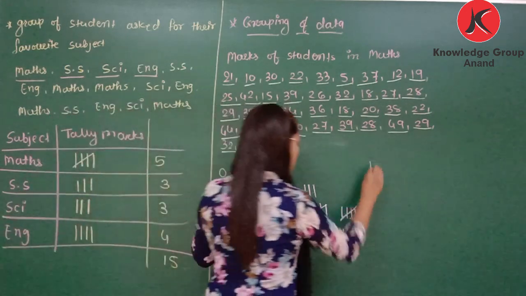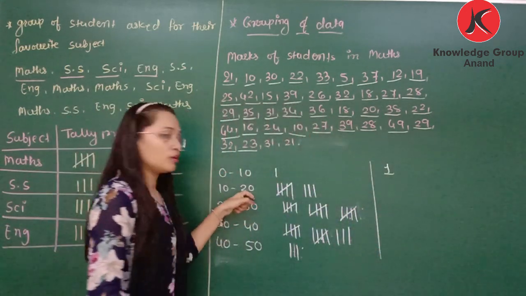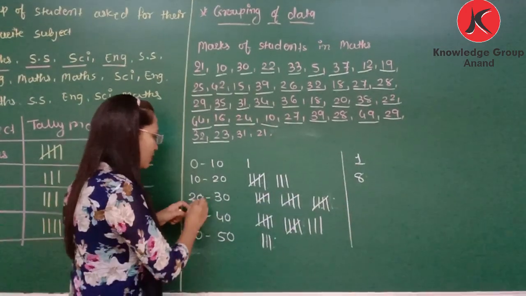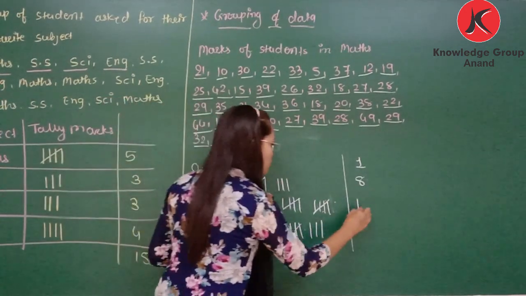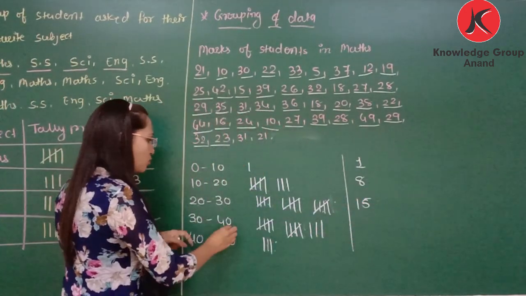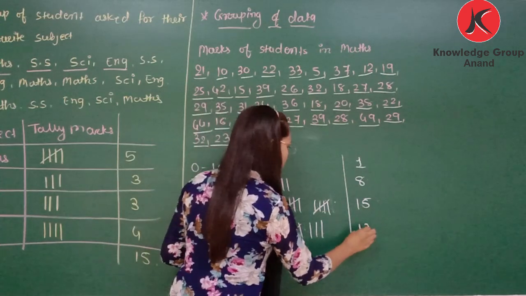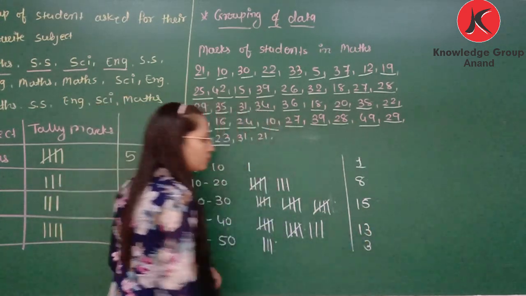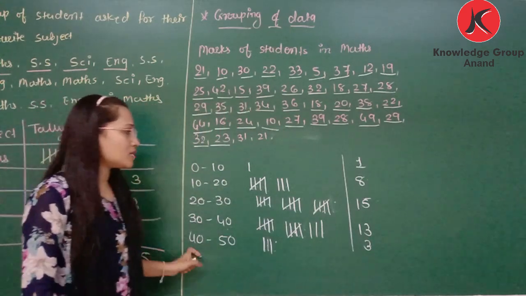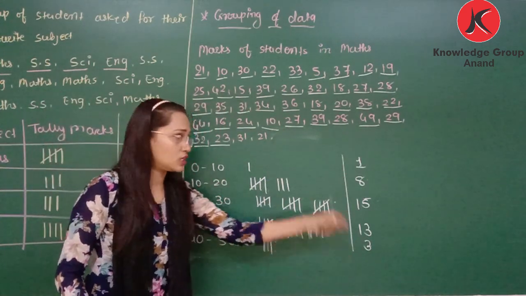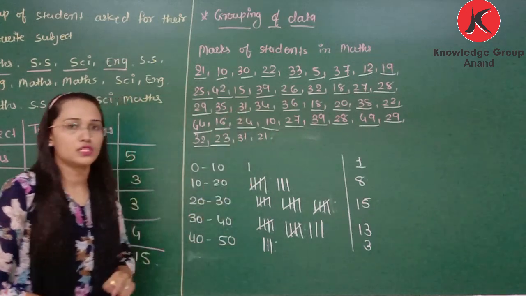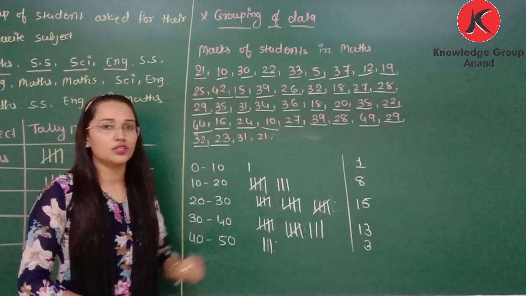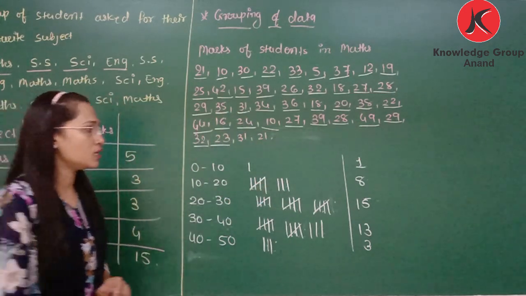Now, how many students get lower than 10 marks? Here one student. Between 10 to 20, there are 5 plus 3, 8 students. Between 20 to 30, there are 15 students. 30 to 40, 13 students, and 40 to 50, there are 3 students. Okay, so now you can see this information is more meaningful than the previous one. If a large amount of data is given, then you can arrange the data in a grouped frequency distribution.